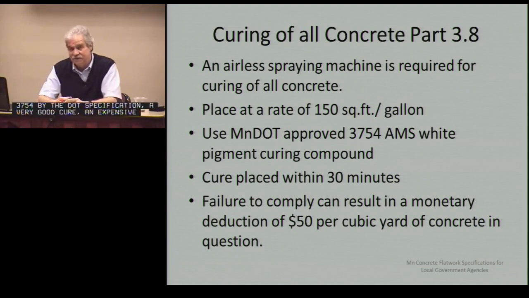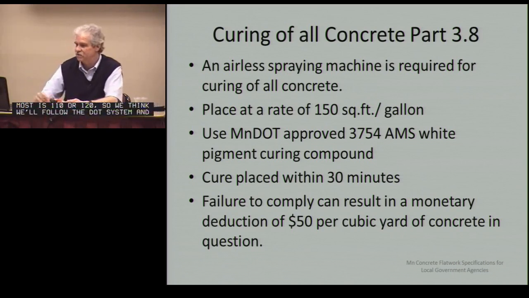And then we're going to use the MnDOT system: the cure should be placed within 30 minutes, or there's an option of doing a monetary deduction of $50 per cubic yard of concrete placed. If they give you an invoice and it's cheaper than the $50, we figure it's half the price of the concrete. So if they're selling concrete for $80, you can get by with a $40 penalty. Most ready mix is $100, $110 or $120 prices. So we think we're going to follow the DOT system and try to put a penalty out if the cure is not placed soon enough.